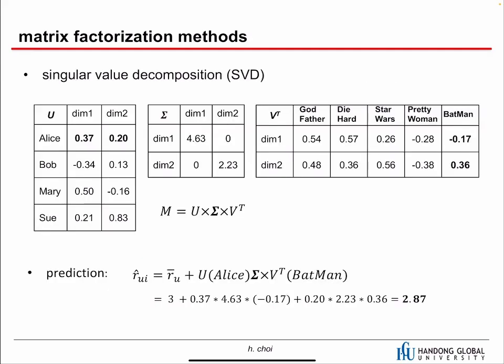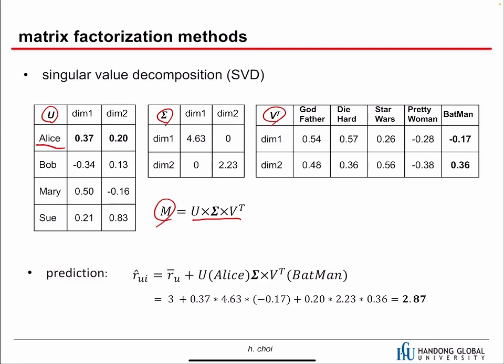And to project users and items in the continuous vector space, we can use many different algorithms, and one of them would be singular value decomposition. When we have a matrix M, the M is a matrix of user and item. So when we have a user and item matrix, then we can apply this SVD. Then this is U matrix, and this one is the V transpose matrix, and this one is the sigma matrix.